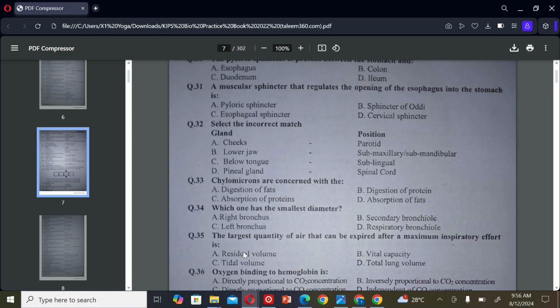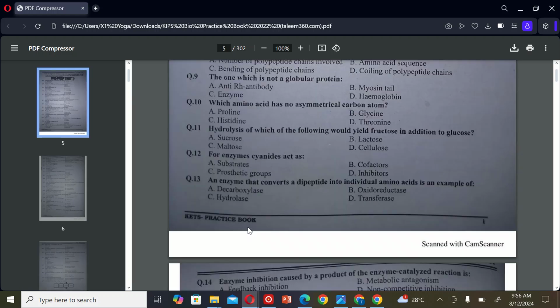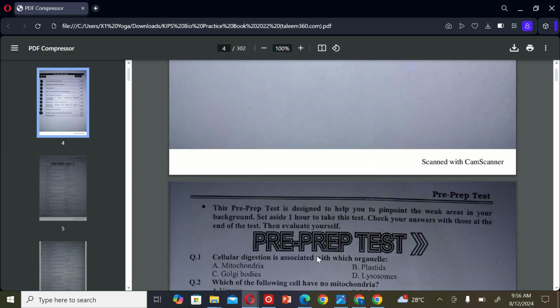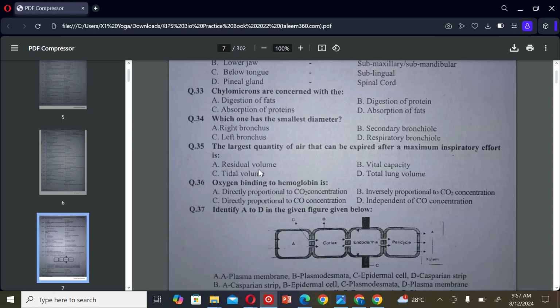Respiratory bronchiole. The next MCQ is: the largest quantity of air that can be expired after maximum inspiratory effort is A. Residual volume, B. Vital capacity, C. Tidal volume, and D. Total lung volume. So the correct option is B.